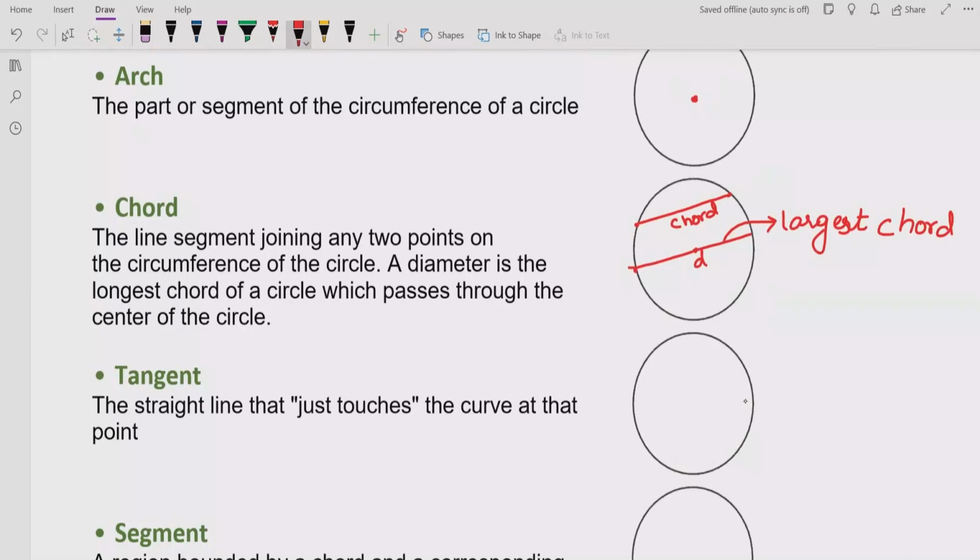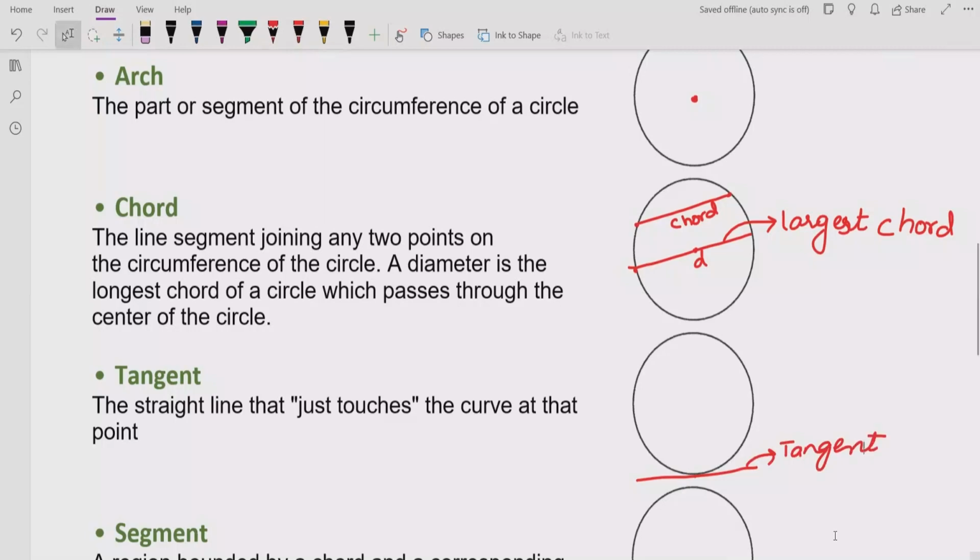Now let's talk about the tangent. A tangent is a straight line which touches the curve at a point. This is a point, and a line which touches the circle at this point is called a tangent. Like this one is a tangent.